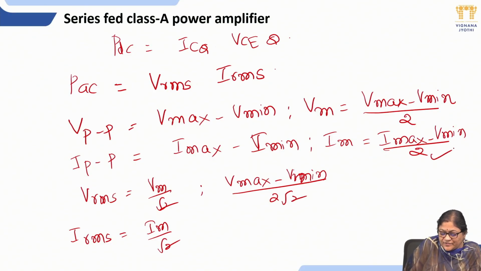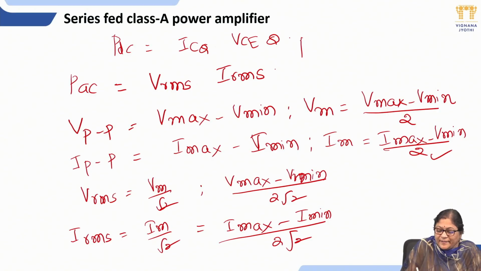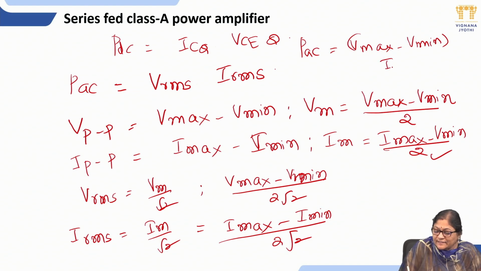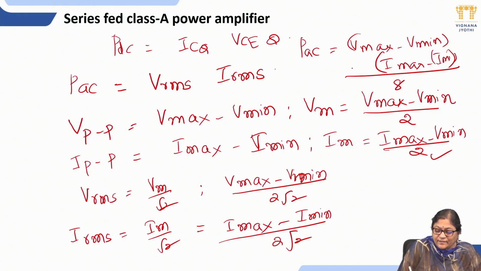And from this next equation, IRMS is equal to (I max minus I minimum) divided by 2 root 2. Now I am considering PAC. PAC is equal to VRMS into IRMS. So what I can write is (V max minus V minimum) into (I max minus I minimum) divided by 2 root 2 into 2 root 2. It becomes 8.